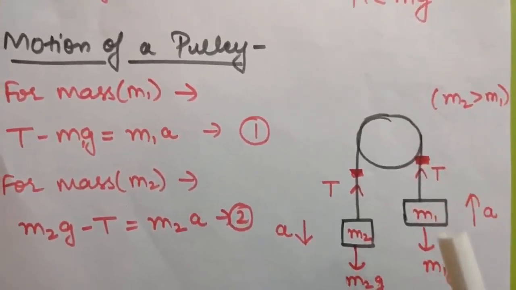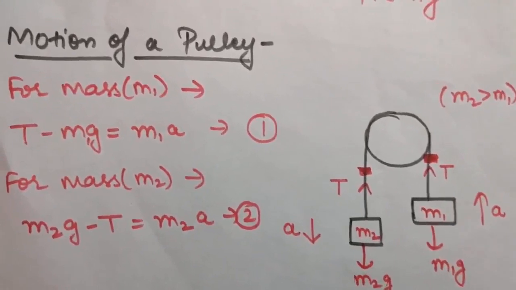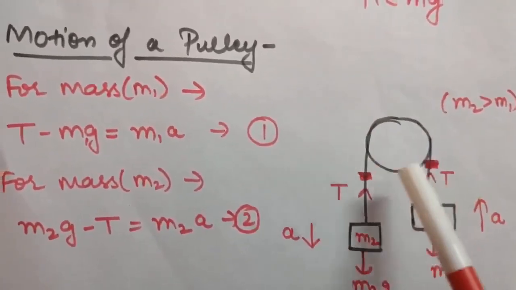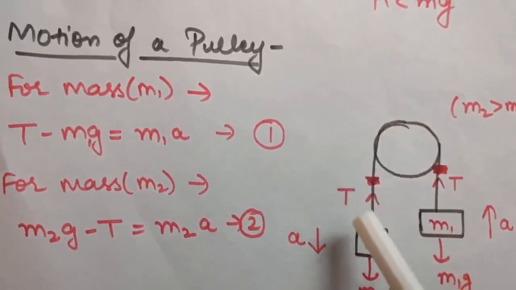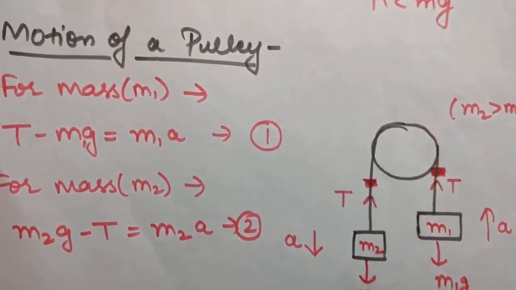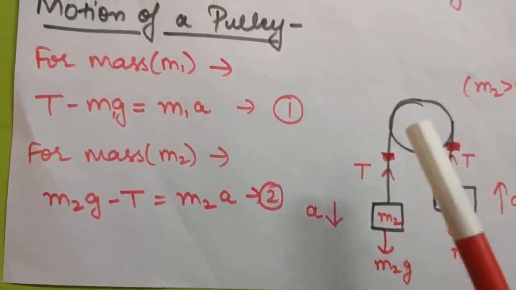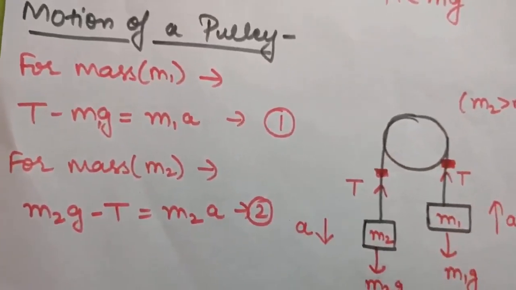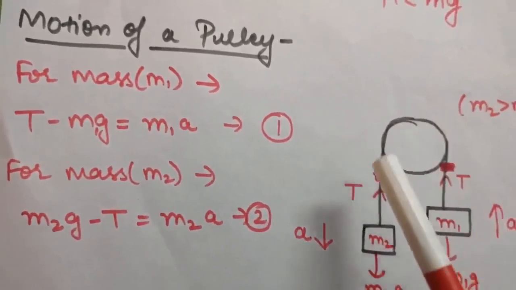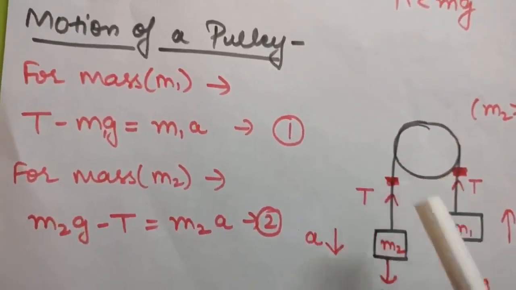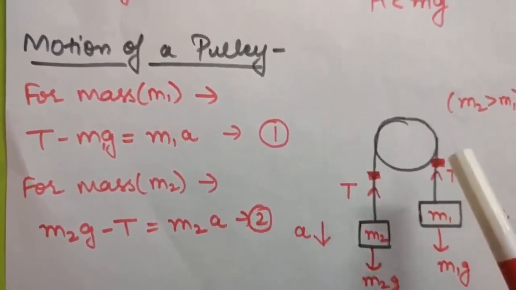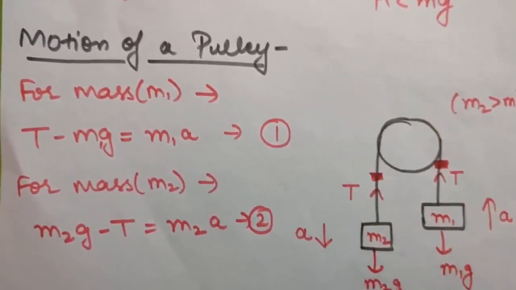First of all, let me tell you what a pulley is and what systems there are in it. This circle that you can see is a pulley over which a string is going, and from the ends of the string masses are connected. So this forms a pulley. Now we are taking this pulley to be massless and frictionless, and this string is an inextensible string, that is, it is not stretching.